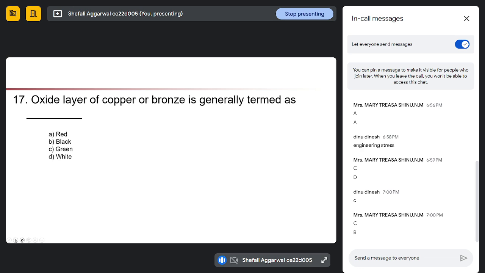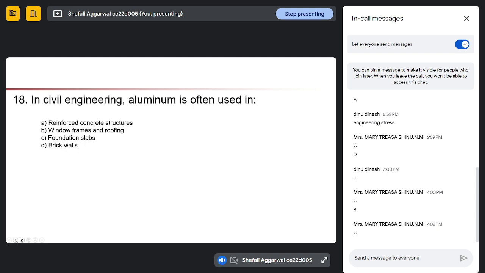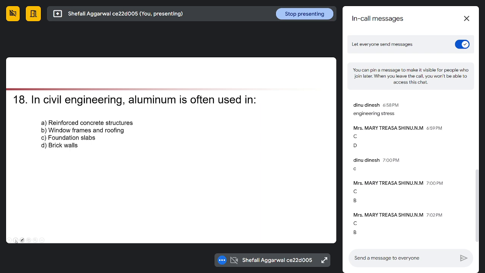The next question is, the oxide layer of copper or bronze is generally of what color? C, green, correct. We call it patina and it is green in color. In civil engineering, where are we using aluminum: RC structures, window frames, roofing, foundation slab, or brick wall? B is the correct option, window frames and roofing. We are using aluminum for non-load-bearing structures only.